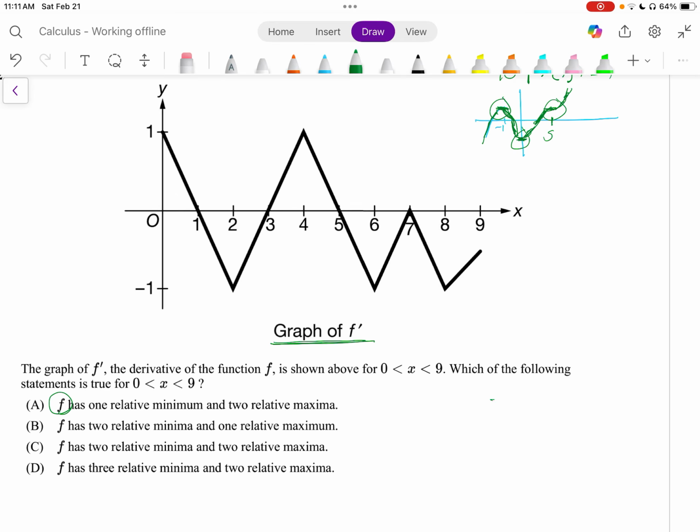If the slope is positive, that means our function's moving up. Slope is negative means our function's moving down. So we have a positive slope, a slope of 0, and then a negative slope. Positive slope, 0, negative slope means it's a minimum. So when we go from positive to negative, it's a minimum. When we go from negative to positive, it's a maximum.